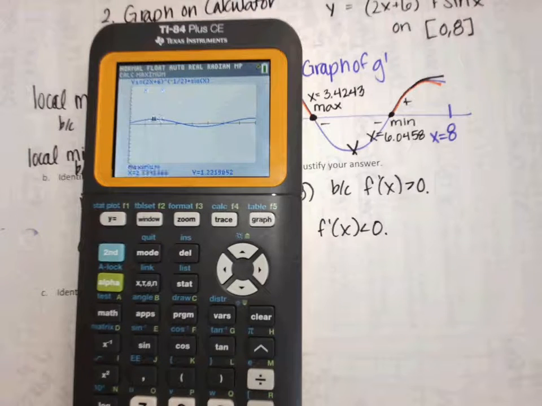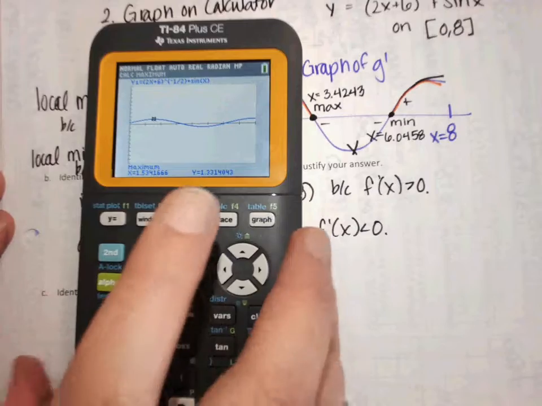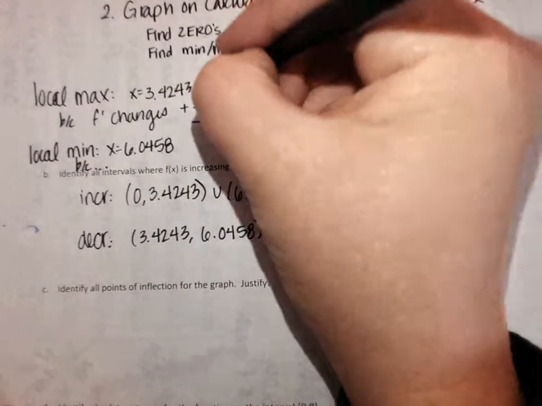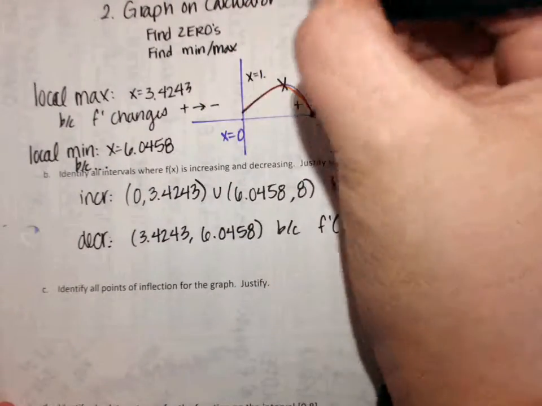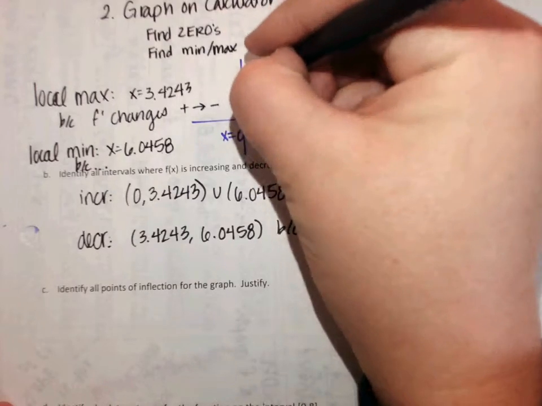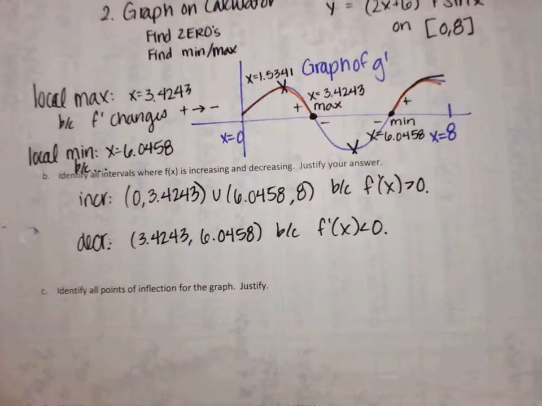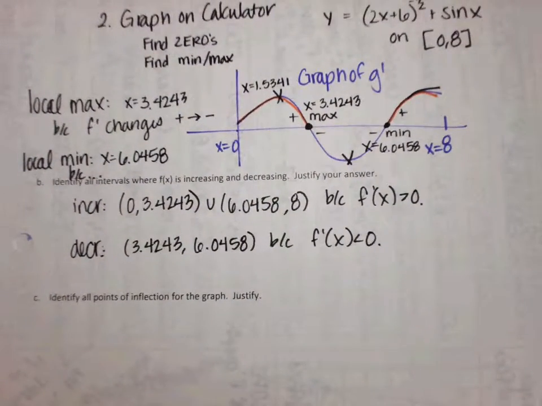Okay, guess. Nobody cares about that. Okay, my point of inflection is at 1.5341. Okay, x equals 1.5341. No, you should go to 4 and then cut it off.